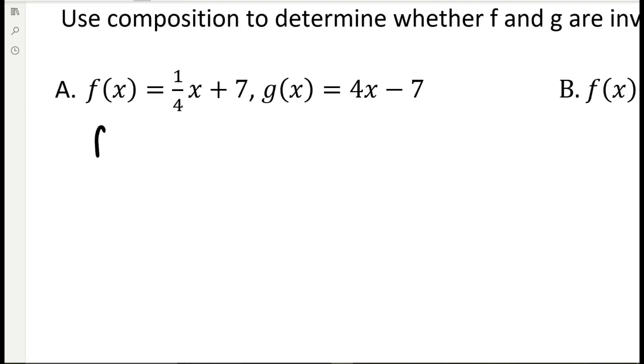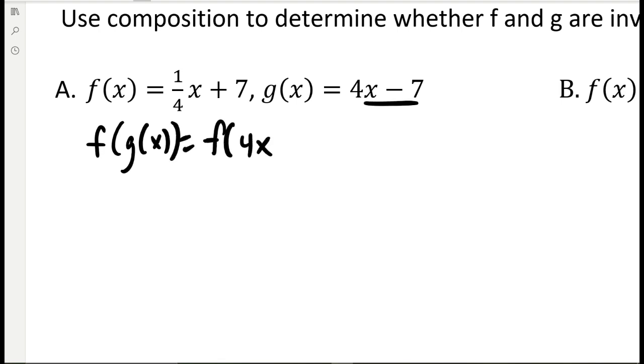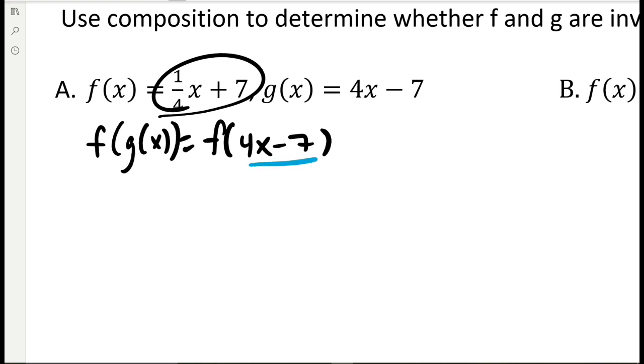Okay, so let's do f of g of x. We know that g is that. We're using the f function, and we're plugging g in for that, right? So we're plugging this in for x in that function. So we have 1/4, now we're plugging in x, and then plus 7.